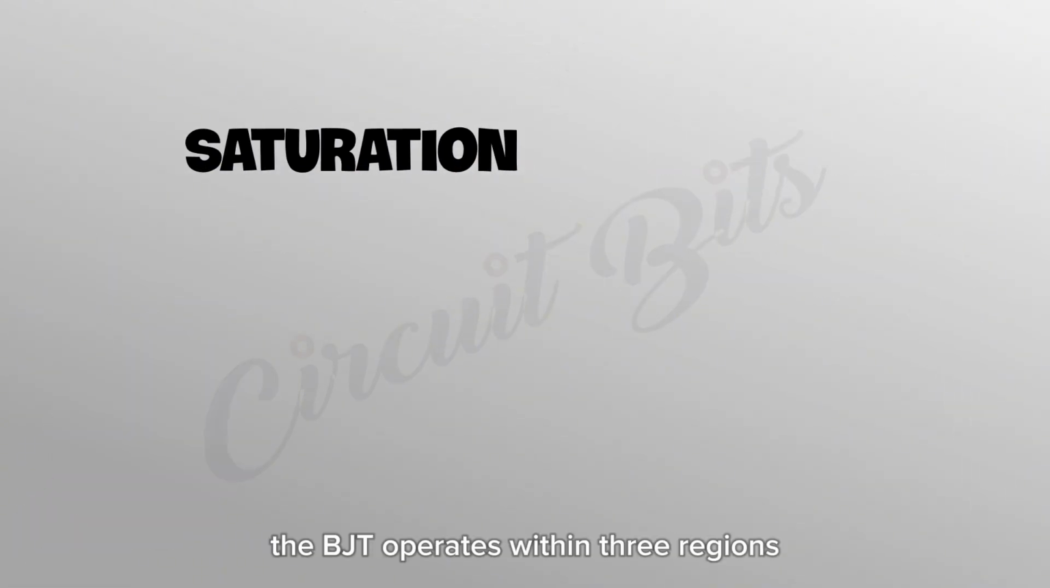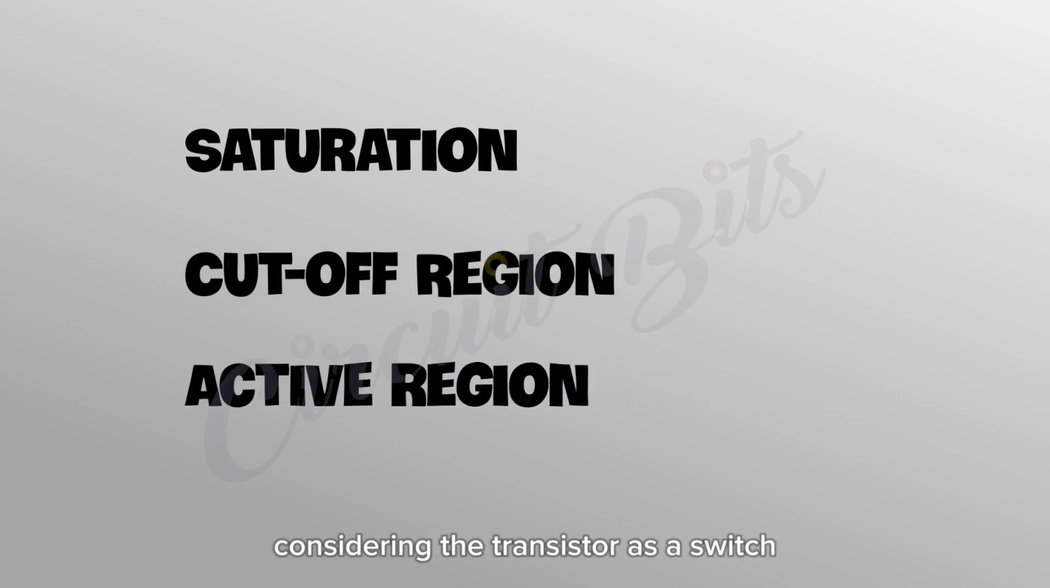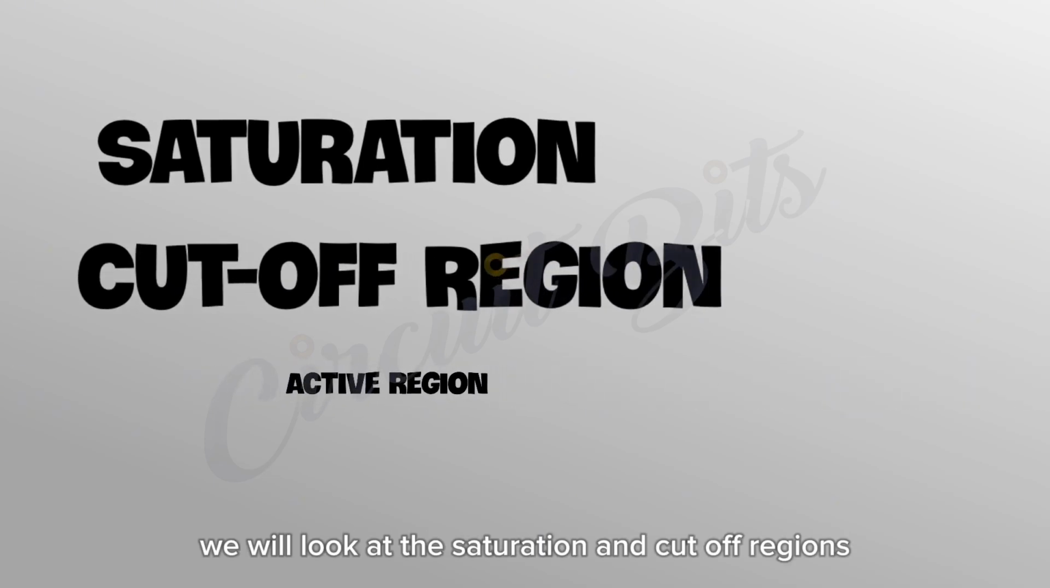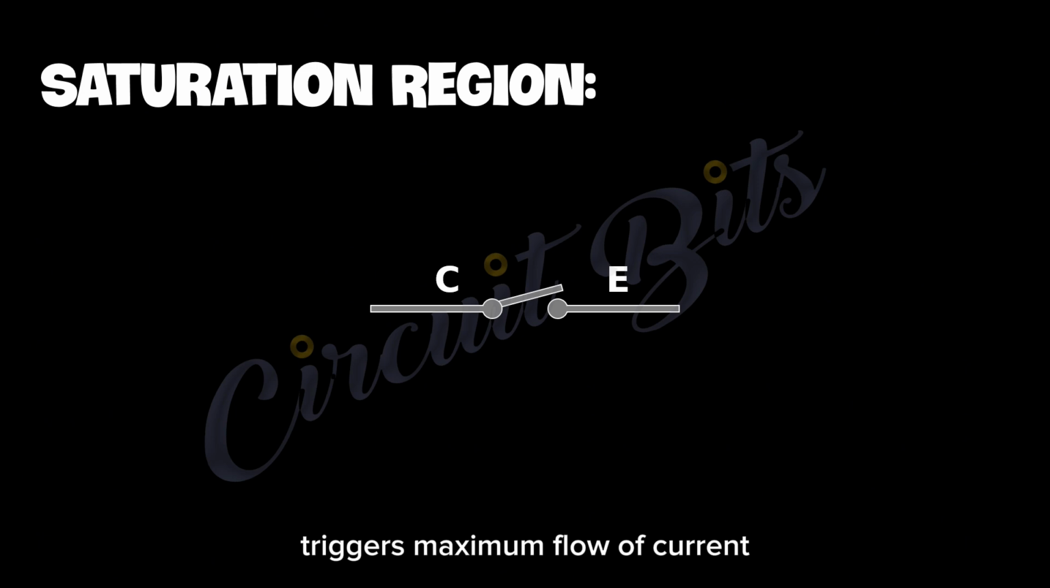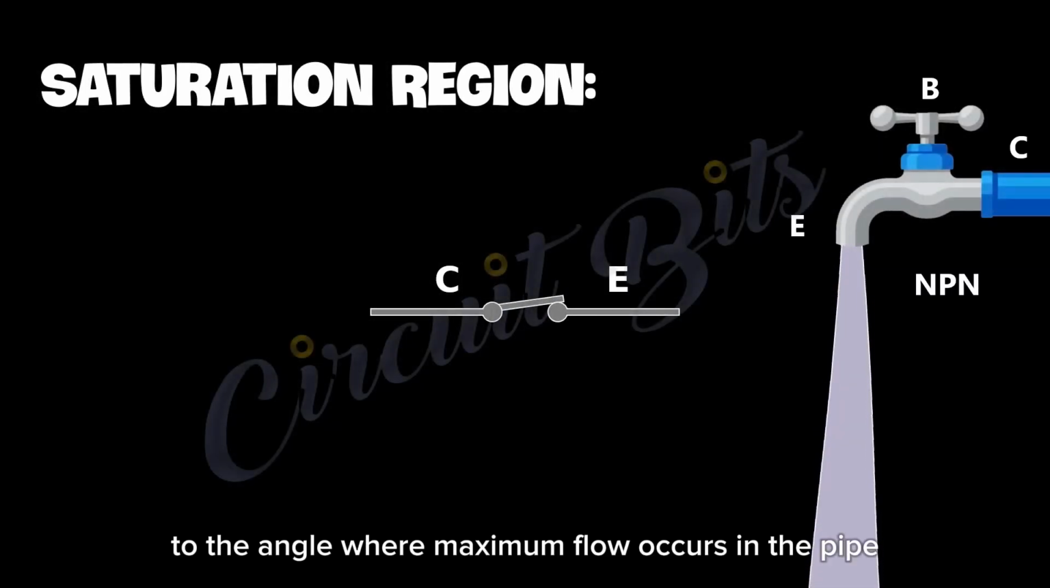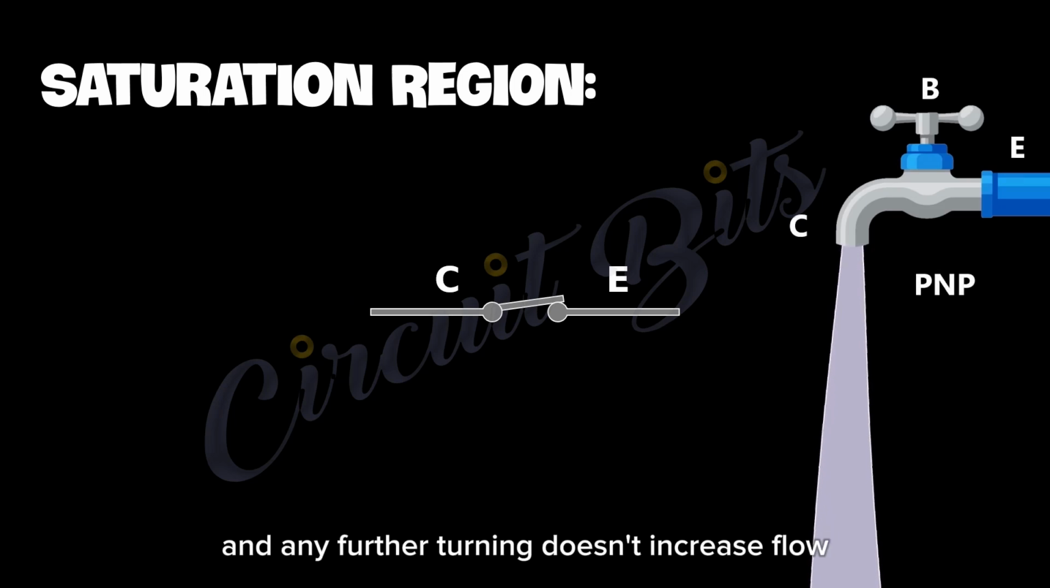The BJT operates within 3 regions. The first is the saturation region. The cutoff region is next, and the active region, considering the transistor as a switch. We will look at the saturation and cutoff regions, and we will talk about the active region when we consider transistors as amplifiers. The saturation region is a region where the base triggers maximum flow of current between the collector and emitter. It's more like turning the knob of a tap, which in our case is our base. Turn it to the angle where maximum flow occurs in the pipe, and any further turning doesn't increase flow.